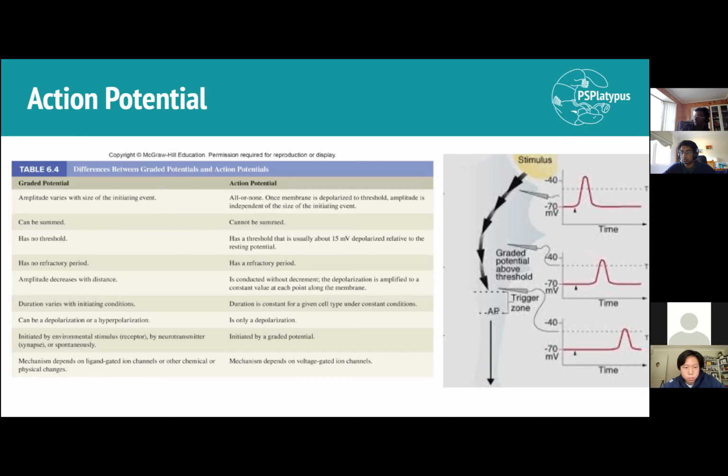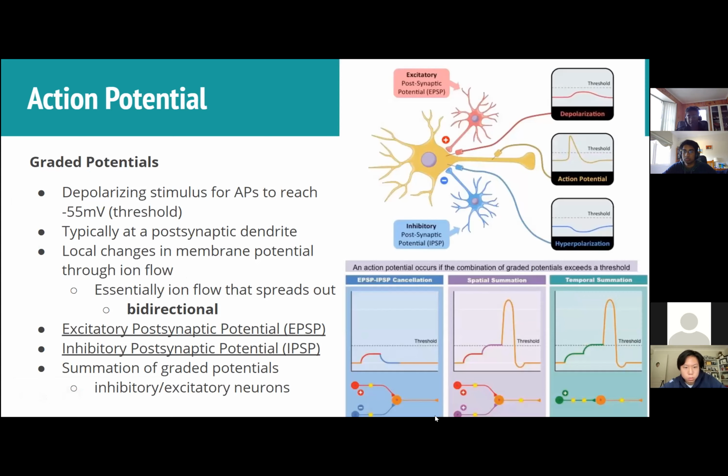Oh, I just had a question. Can you please explain summation again? Sure. So summation is essentially the addition or subtraction of different stimuli. So on this main neuron here, we have two different neurons. One's an excitatory one, which is intended to get this to create an action potential. And this is inhibitory, which is meant to inhibit the production of action potentials.